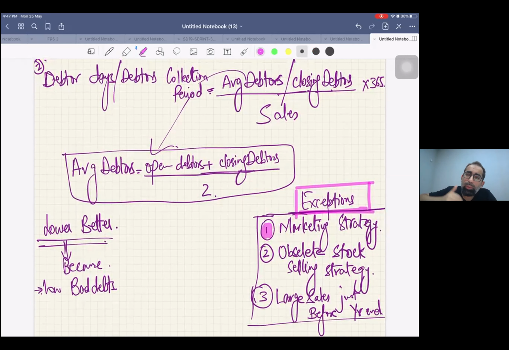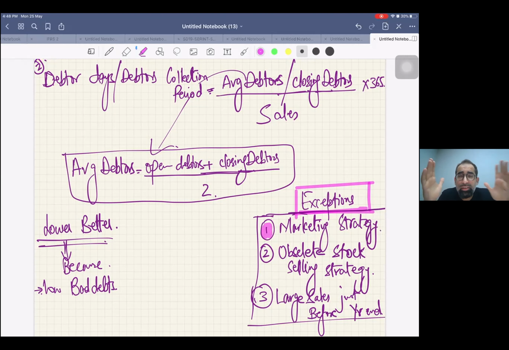You decided to increase the credit limit of your customers. Earlier you were giving just a 20 days time period to customers, now you are giving 60 days. Why? So that they don't go to your competitors. You want to retain your customers. So it's a good strategy.